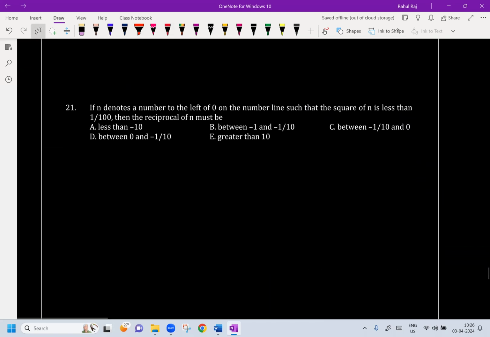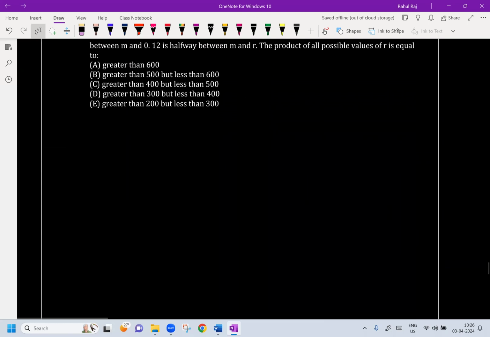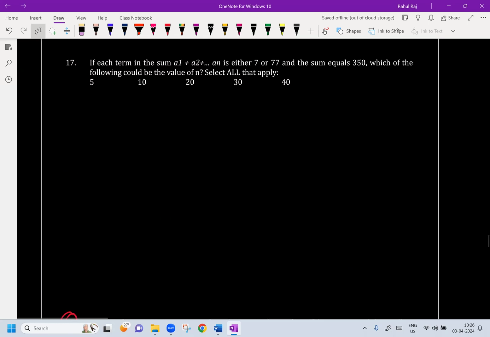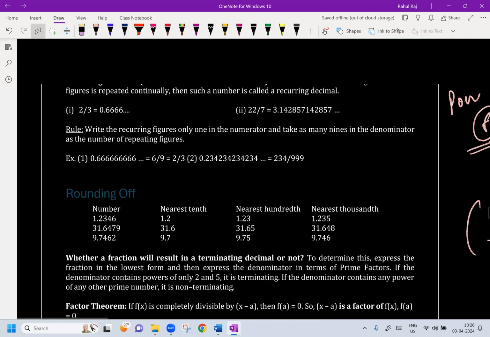M and R are 2 numbers. You don't want to do it? No, we'll do it tomorrow. Tomorrow means Friday. After Friday... Friday we'll finish off this entire stuff.